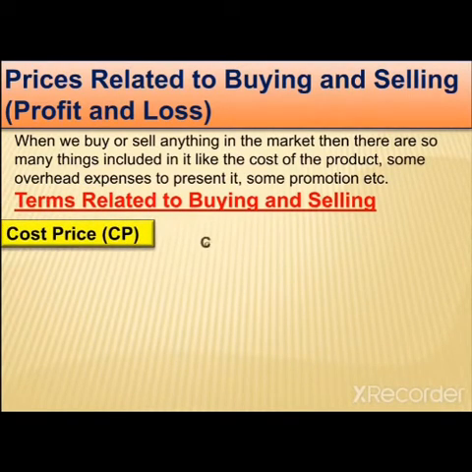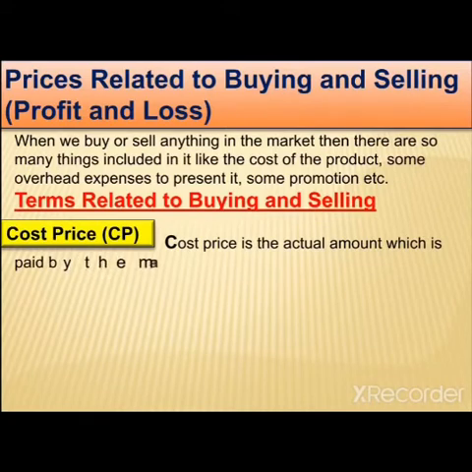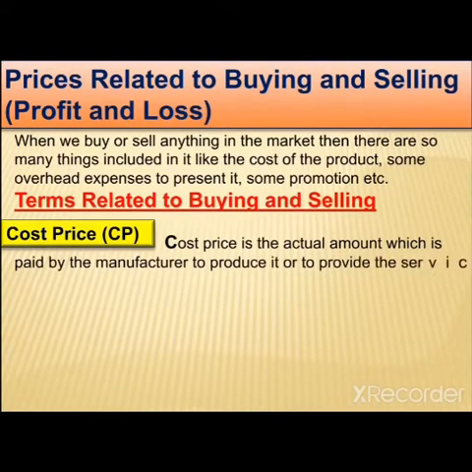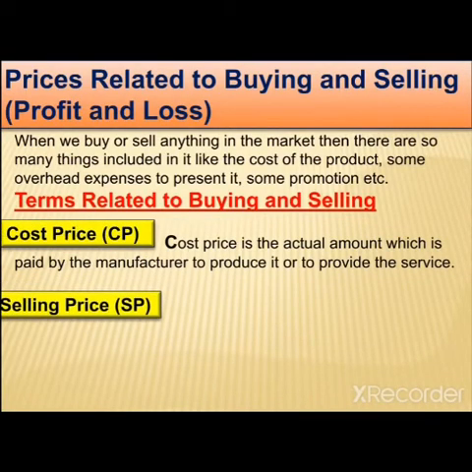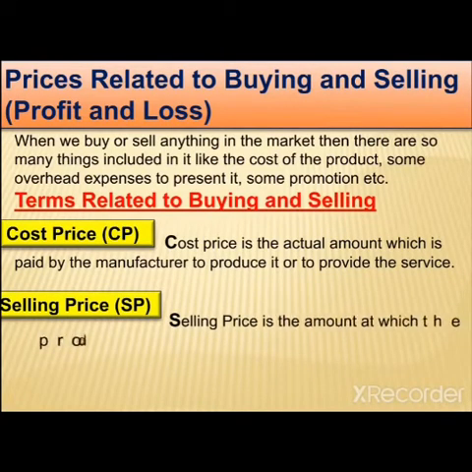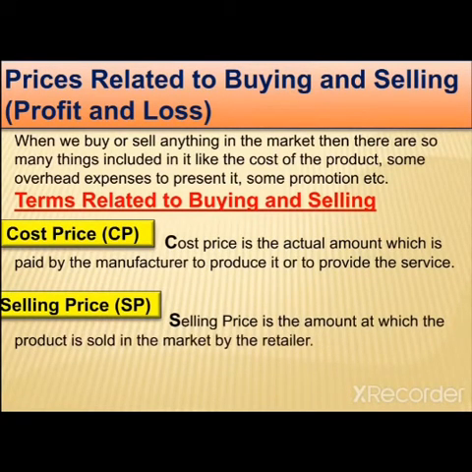It means CP. Cost price is the actual amount which is paid by the manufacturer to produce it or to provide the service. Second one is selling price. Selling price means SP. Selling price is the amount at which the product is sold in the market by the retailer.